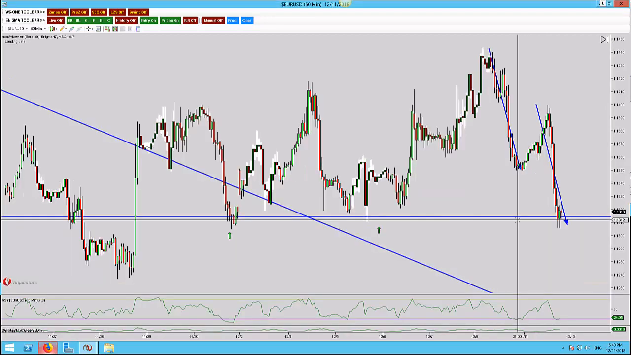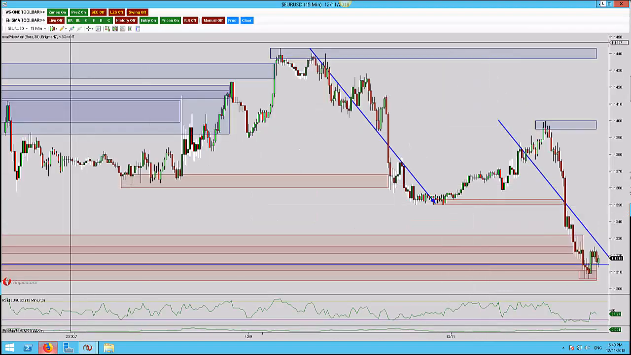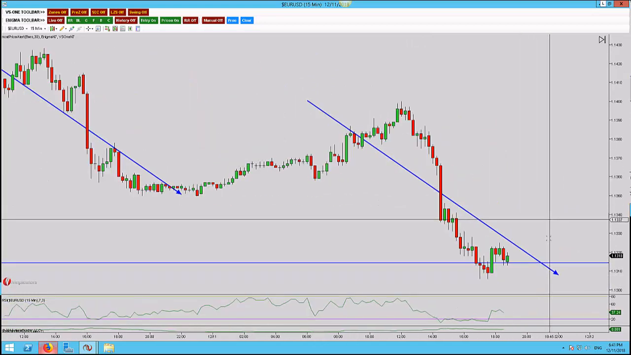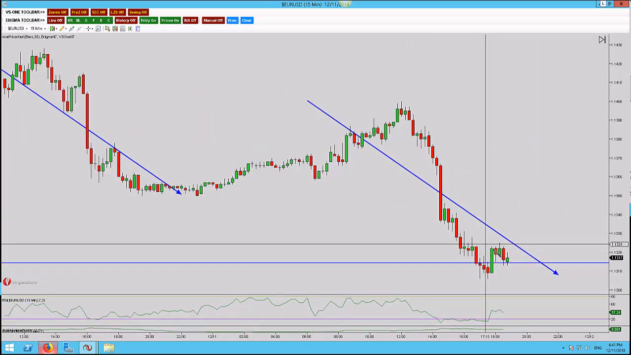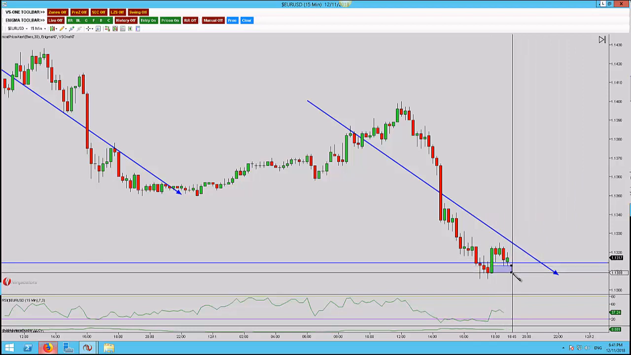If we go to the 15-minute time frame, you can see what we did here. I was waiting for a double bottom. This type of formation isn't one for me because this here is consolidation at the top. There wouldn't be sufficient gap here.